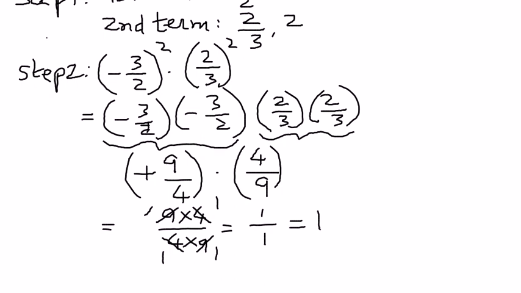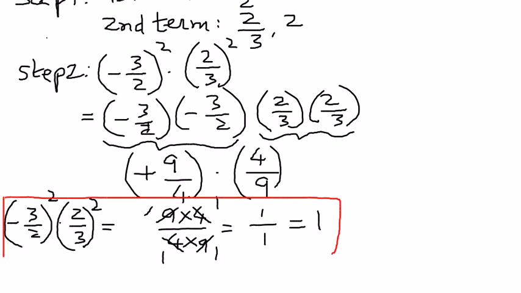And therefore, when we had a problem of this nature, negative 3 over 2 raised to the power of 2 times 2 over 3 raised to the power of 2, it is equal to 1, and therefore this is our answer. This is where we want to leave it. In my next presentation, we shall see how to simplify exponents containing decimal numbers.